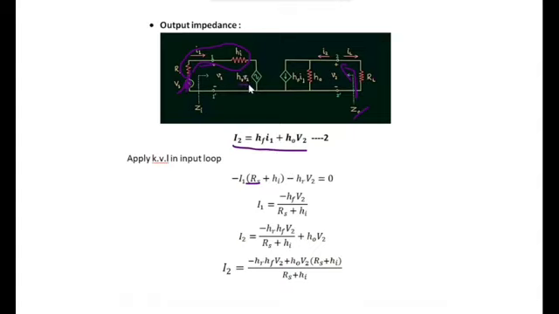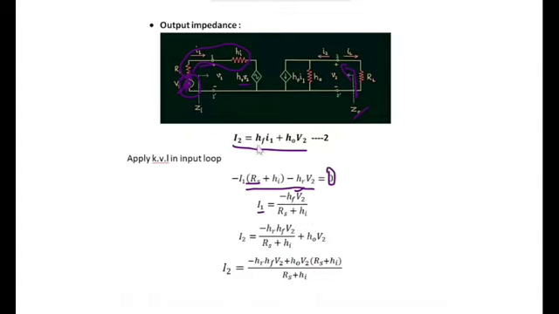So this is minus I1 minus HR into V2. HR into V2 is the complete voltage drop, which is equal to the source voltage provided at the input side, that is equal to 0. So the complete equation is minus I1 into Rs plus Hi minus HR into V2. This is the KVL equation. If we simplify this KVL equation further, then we will get I1 is equal to minus HF into V2 by Rs plus Hi.